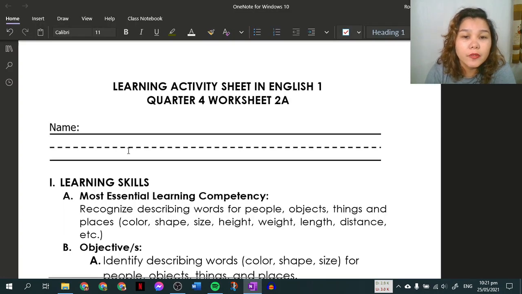This is Learning Activity Sheet in English 1, Quarter 4 Worksheet 2A. So in the second week, in week 2, there should be 2A and 2B, but I edited and combined the two and then eliminated some so that it won't be time consuming, and then I observed that all objectives are covered in just one module, so it's not 2A or 2B anymore. Okay, write your name before we begin.